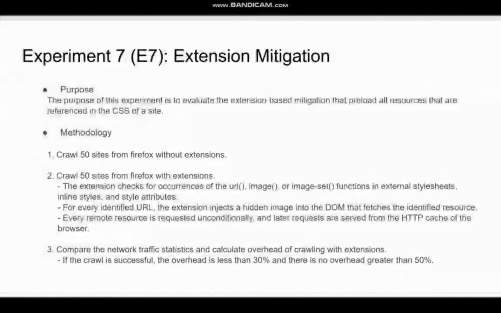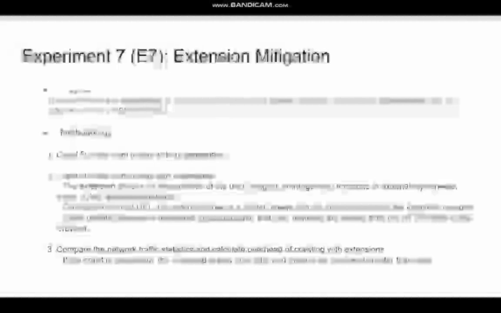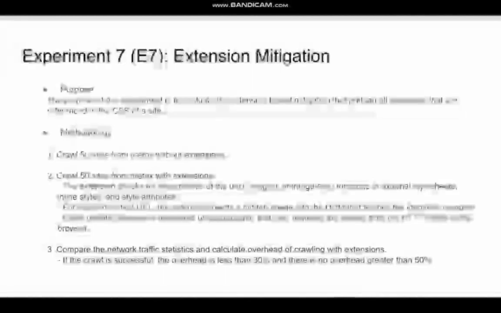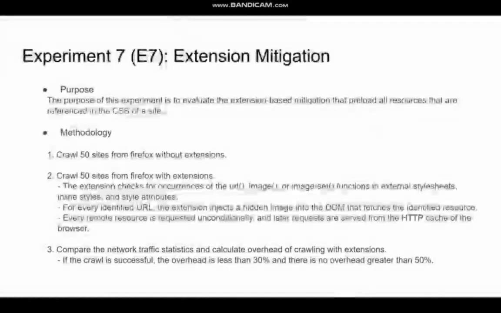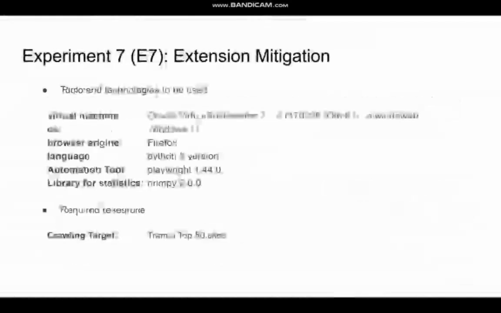The extension checks for occurrences of the URL, image, or image set functions in external style sheets, inline styles, and style attributes. For every identified URL, the extension injects a hidden image into the DOM that fetches the identified resource. Every remote resource is requested unconditionally, and later requests are served from the HTTP cache of the browser. Lastly, compare the network traffic statistics and calculate the overhead of crawling with extensions. If the crawl is successful, the overhead is less than 30% and there is no overhead greater than 50%.